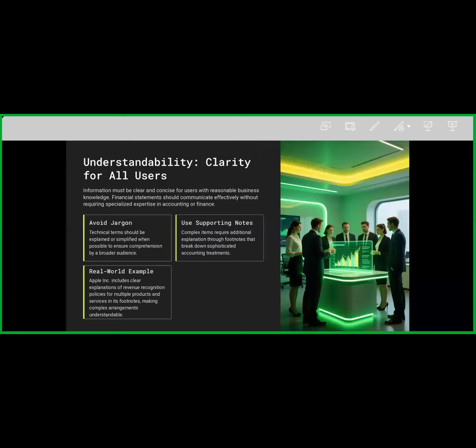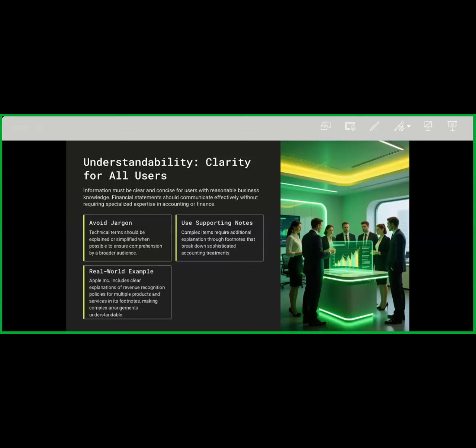Apple includes a clear explanation of the revenue recognition policy for multiple products and services in its footnote. As we all know, Apple is very famous for its mobile phones, the Apple series. Every year they launch a new iPhone, but it is not the case that they earn their revenues by just selling mobile phones. They earn revenue from different products and services also. They have iPhones, iPods, laptops, Apple Watches, and Apple Cloud services.